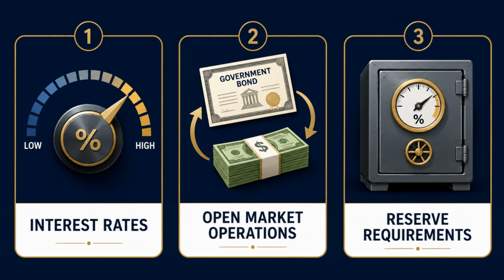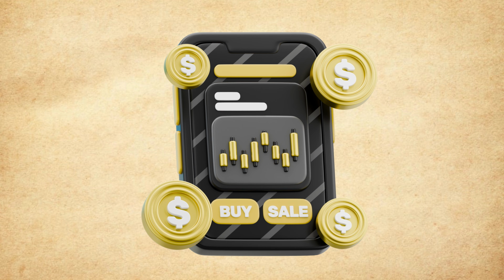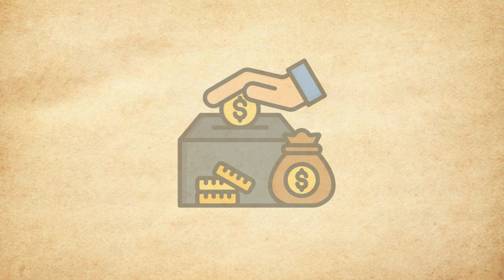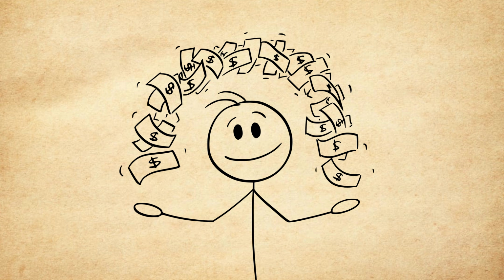Central banks have smarter tools. They raise or lower interest rates to control how much borrowing and spending happens. They conduct open market operations, buying or selling bonds to adjust money flow. They set reserve requirements for banks. All of these let them fine-tune the money supply without just unleashing the printing press.